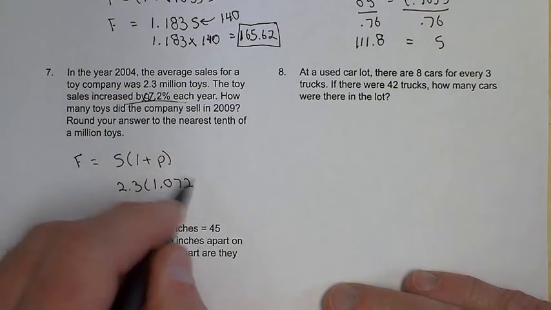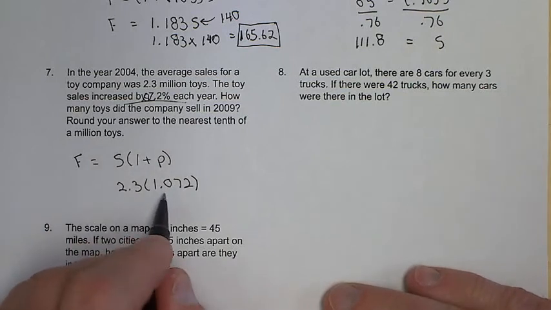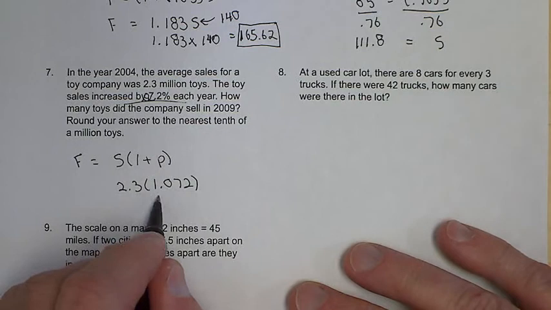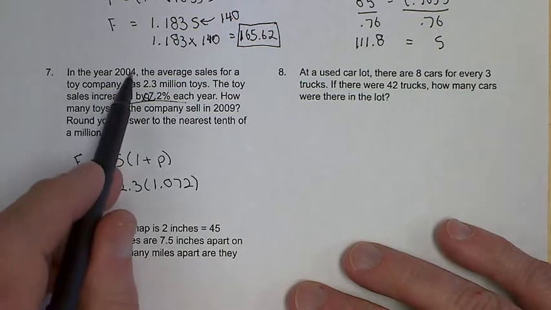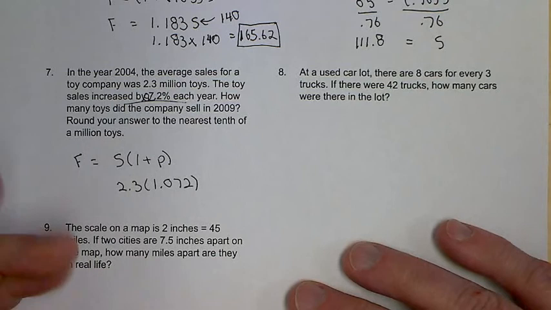And then since I multiply it by 1.072 to do the first year's percent increase. To do the next year's percent increase, I just multiply by 1.072 again, and for the next year, multiply by 1.072 again. So what we'll end up doing from 2004 to 2009, 5, 6, 7, 8, 9, that's 5 years.